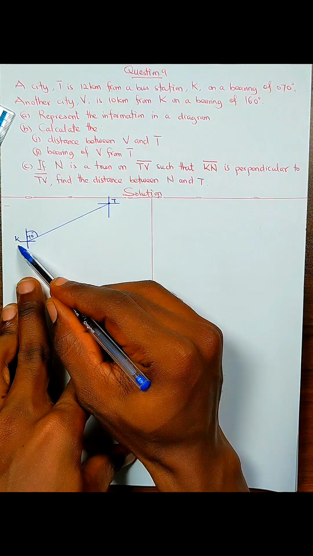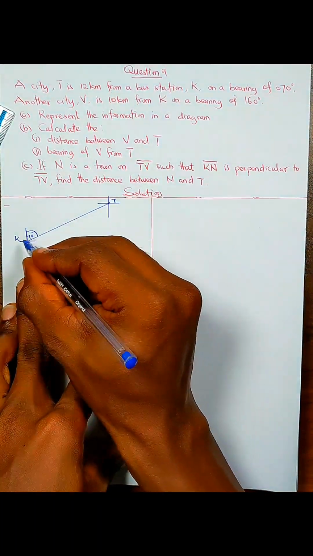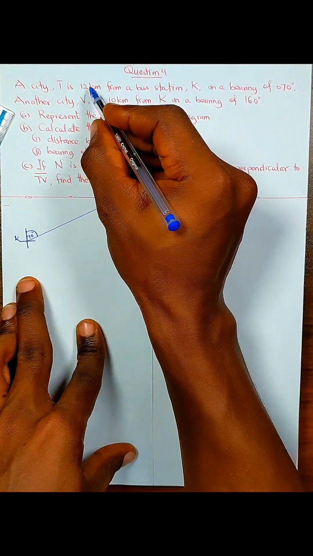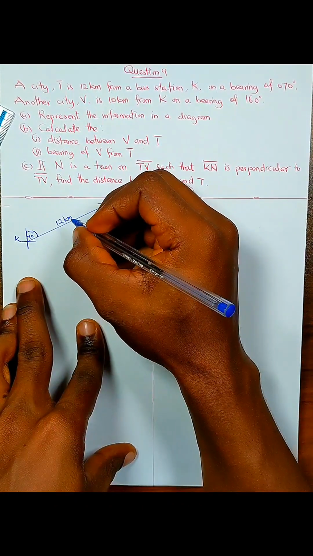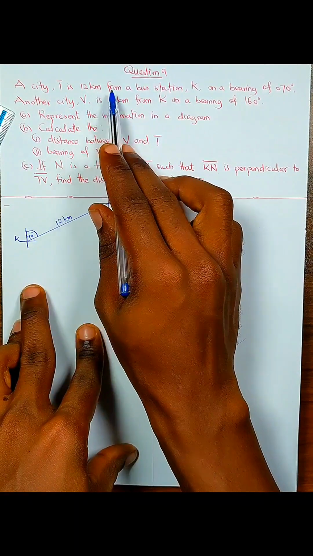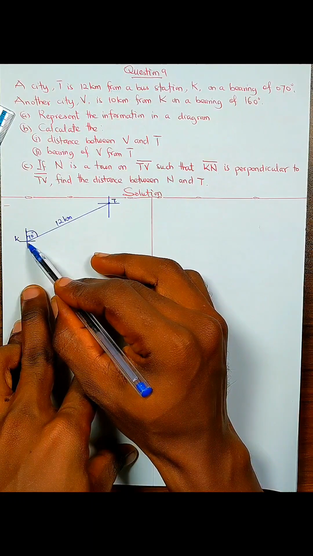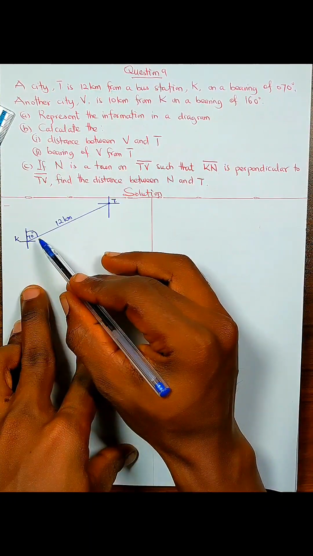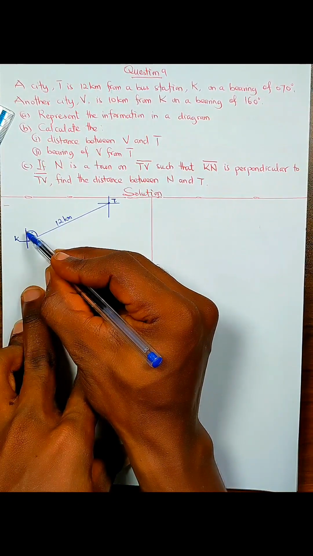A city T is 12 kilometers from a bus station K. So this is the bus station K because we started from a bus station. That means you are moving in this direction. And they said that the distance is 12 kilometers. Very good. So a city T is 12 kilometers from a bus station K on a bearing of what? 070 degrees. So bearing is measured from the north.